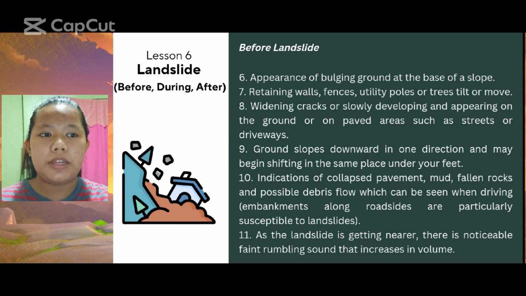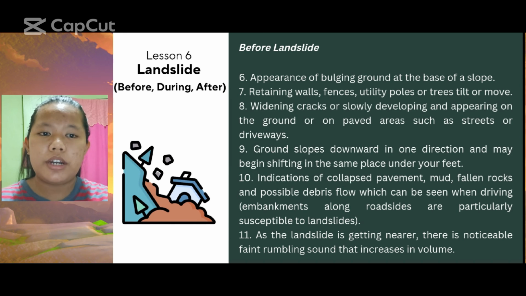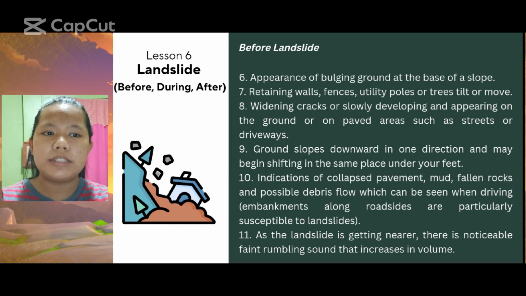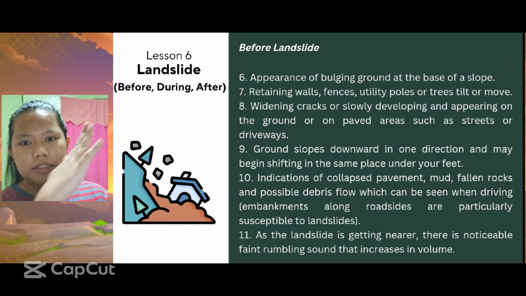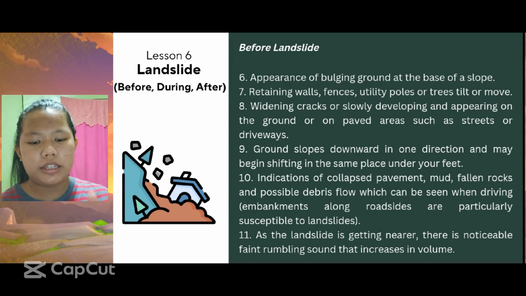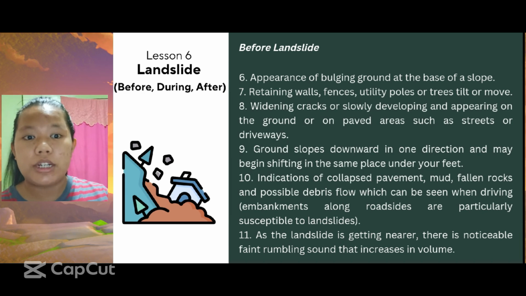10. Indications of collapsed pavement, mud, fallen rocks, and possible debris flow, which can be seen when driving, or embankments along roadsides are particularly susceptible to landslide. So, kana mga dalan nga highway, but there's a slope of mountain like near the highway, like this is the highway in the mountains, that is really risky for landslides.